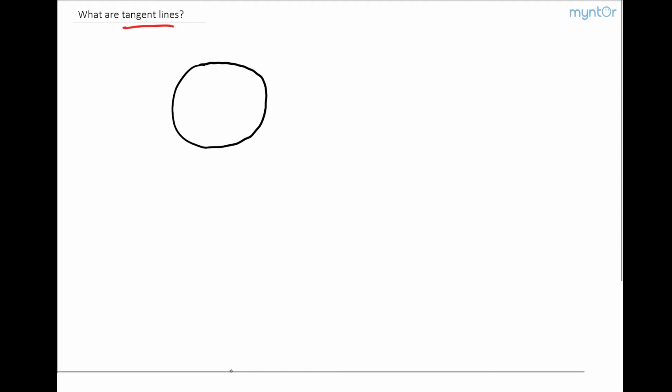So we're going to start off here by talking about what exactly are tangent lines. And so from geometry, you may remember, let's say that we have a circle like this. If we draw a tangent line, well, this is a line that touches a curve at exactly one point.